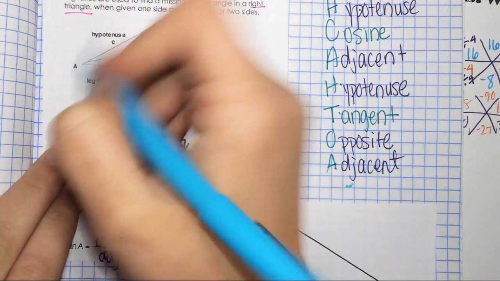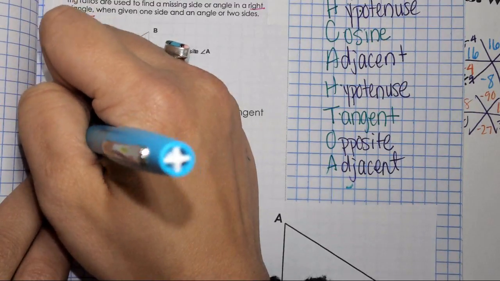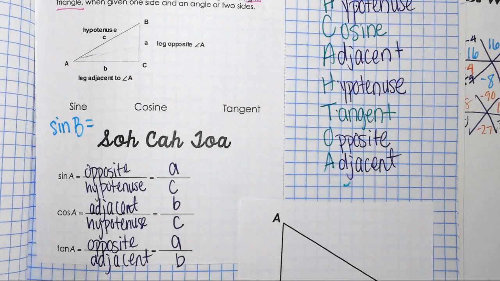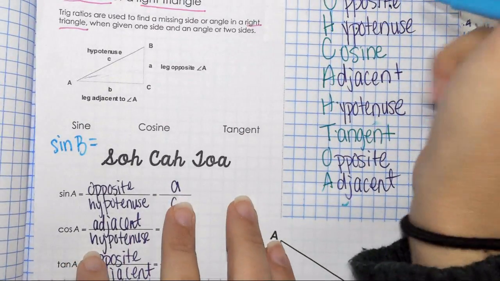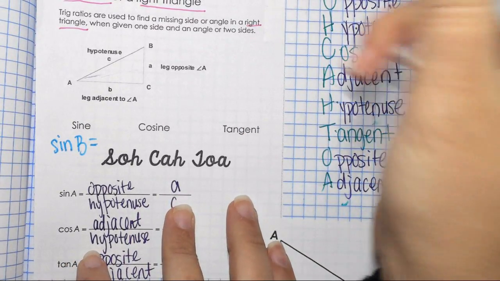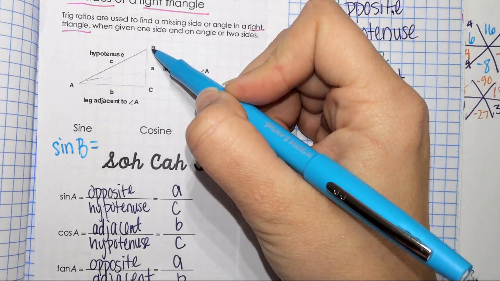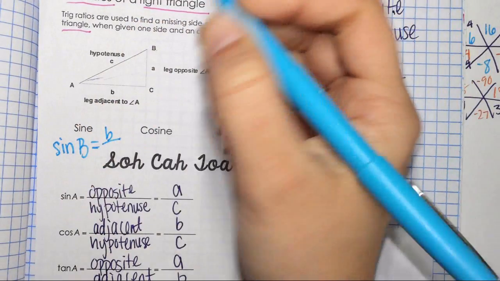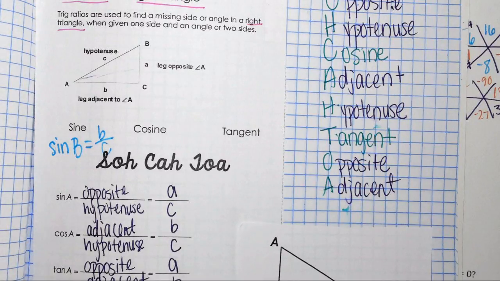So if I wanted, for practice, the sine of angle B. Okay, let's find angle B. Sine is opposite divided by hypotenuse, correct? What leg is opposite of angle B? Leg B. And what is our hypotenuse? C. So opposite means you look across from it.